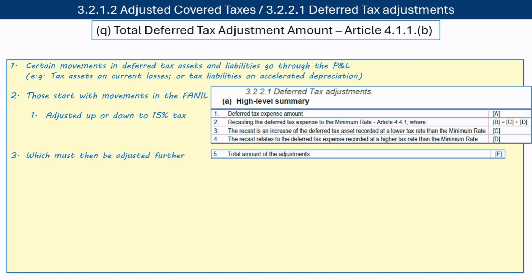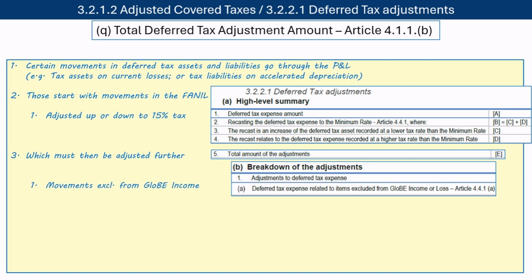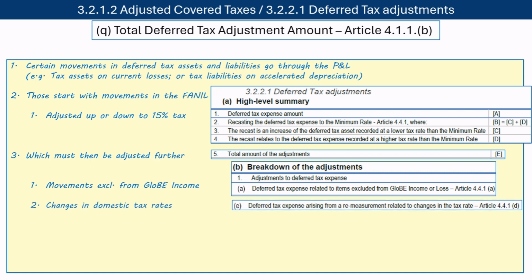Then obviously you must also adjust it further for whatever is not taken into consideration under the GloBE rules, right? And this is your amount E. And if we break amount E down further, you have separate columns that you fill in. You see you now get to 3221B. You make adjustments, for instance, for deferred tax expense related to items excluded from your GloBE income or your losses under Article 4.4.1A. You take changes in your domestic tax rate. As I've just said, you need to recast your rates up or down, and that will go through your commercial accounts. But obviously those rates are not relevant for your deferred taxes for GloBE income tax purposes, because you already adjusted that down to 15%.